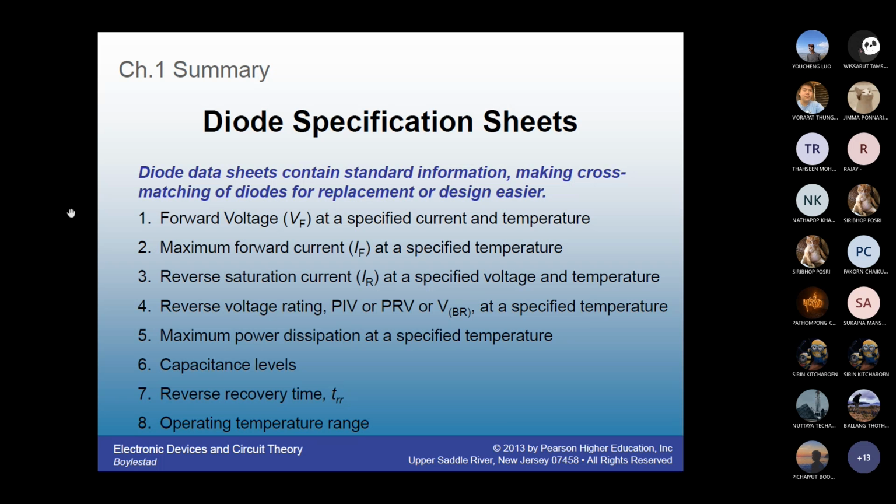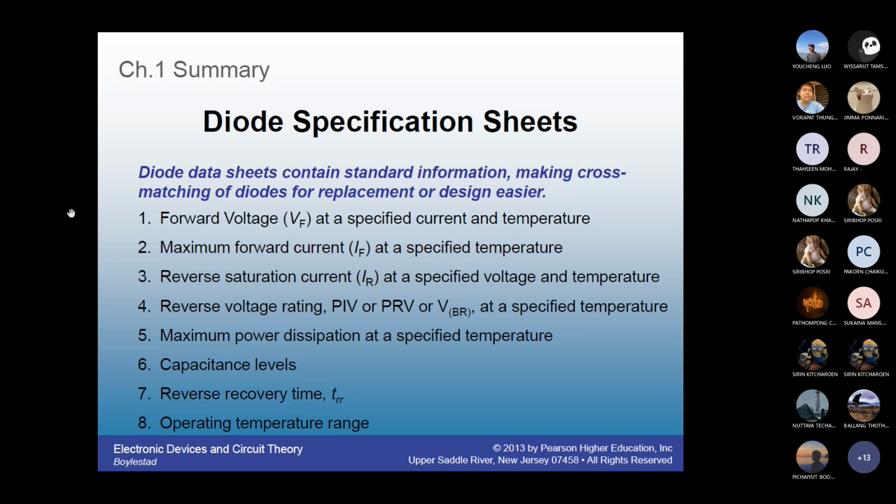So what are we looking at now? Diode spec sheets. Every device component comes with a spec sheet when you purchase from a manufacturer. This is some of the information that should come on all diode data sheets because these are important. The first one, forward voltage. So the forward bias voltage, at what voltage it will turn on, usually given at a specified temperature and also the current level.